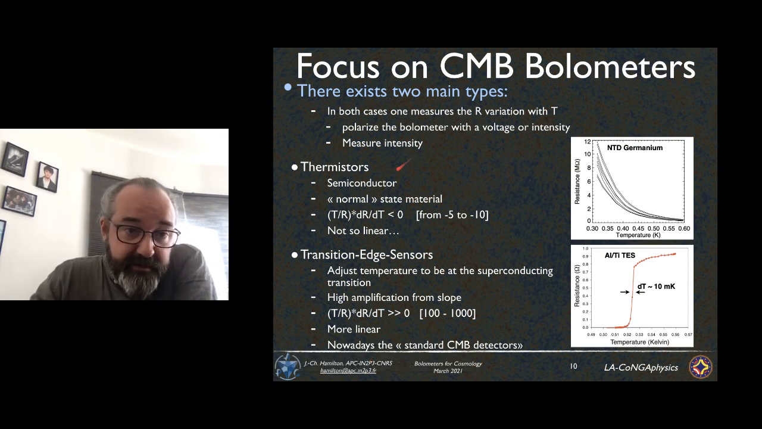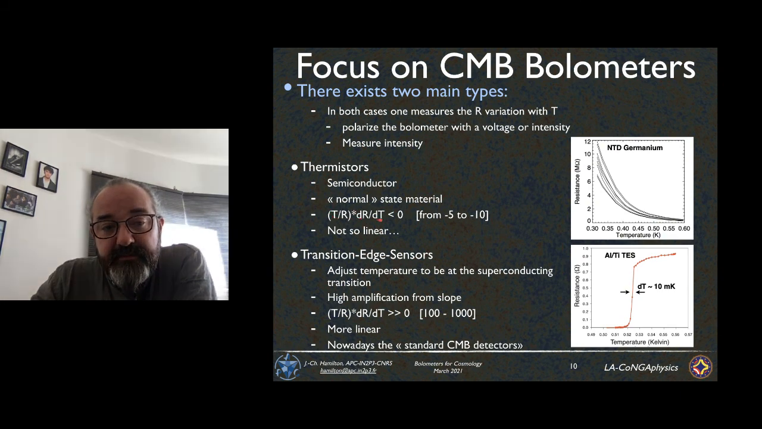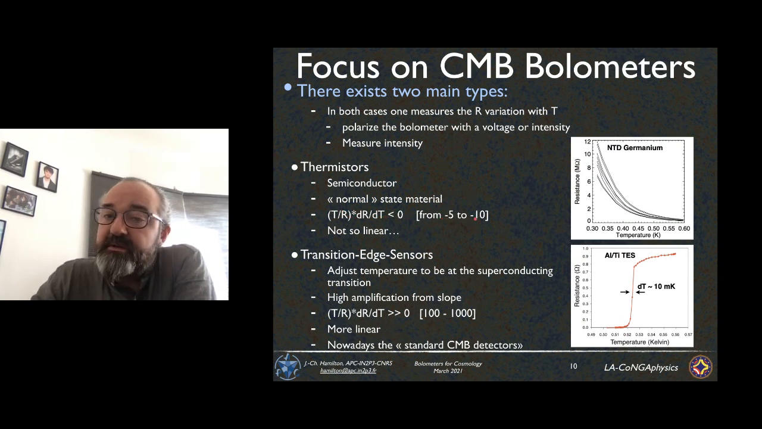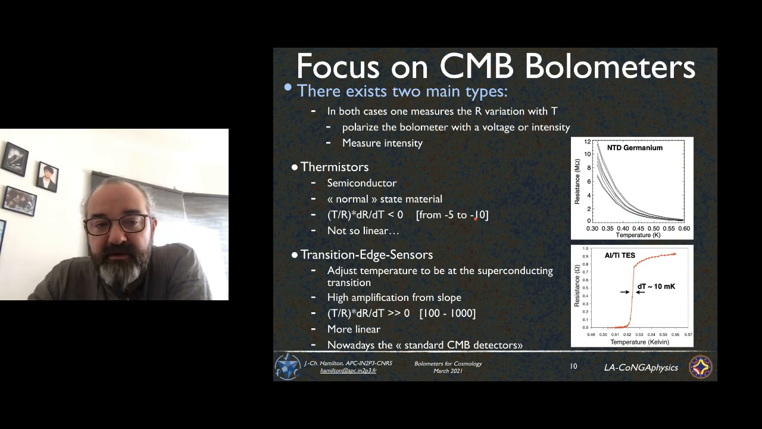First type, thermistors, are semiconductors, and they're in the normal state. Basically, the resistance reduces with higher temperature. So when you go to low temperature, the resistance increases, and basically the amplification or the response of the bolometer, which is given by this, is between -5 to -10, something like that. One of the issues of these bolometers is that they're not so linear.